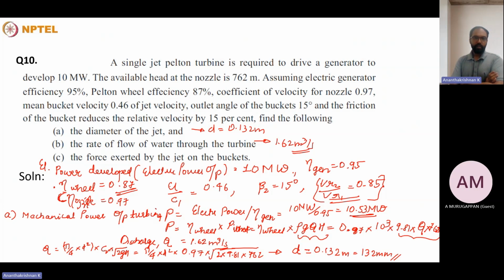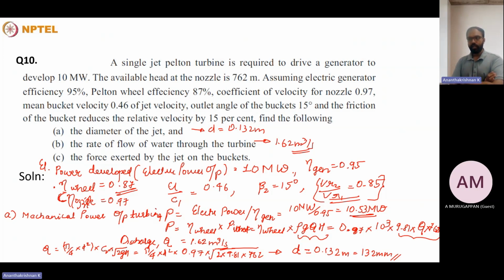So the force exerted by the jet on the buckets is the change in the momentum, the rate of change of the momentum, which is experienced by the fluid between the inlet and the exit. So that rate of change of momentum can be represented as the mass flow rate of the fluid or the water jet multiplied by the whirl component of the velocity at the inlet minus whirl component of the velocity at the exit.